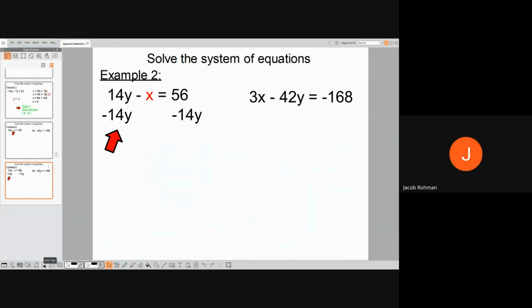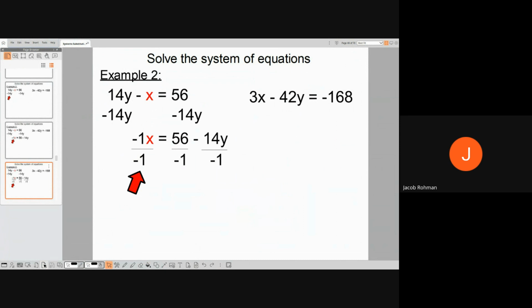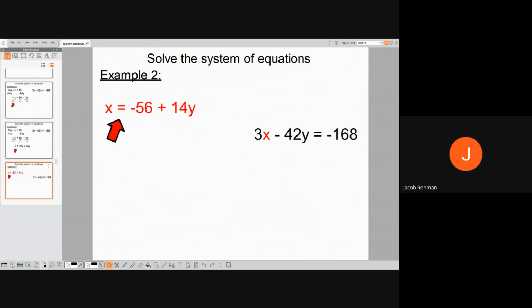So we're going to start by subtracting 14y from both sides. And remember, there's an understood -1 in front of that x. So now we have to divide by -1 for everything, which is going to give us x equals -56 plus 14y. Now we can use that to substitute in here for the second equation for x.